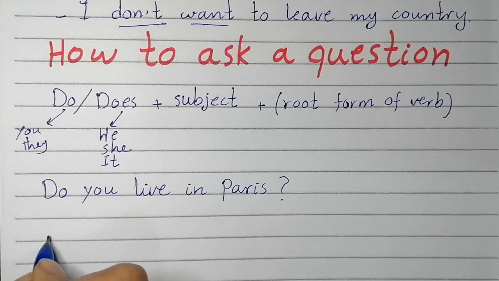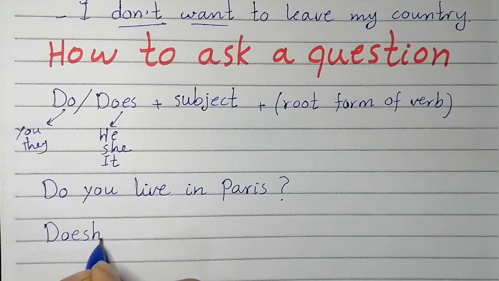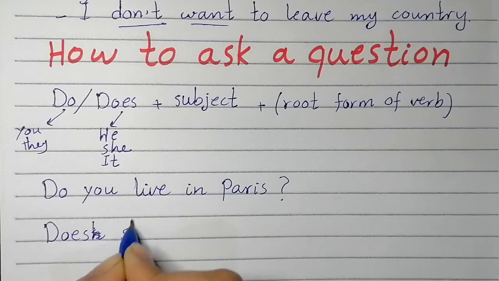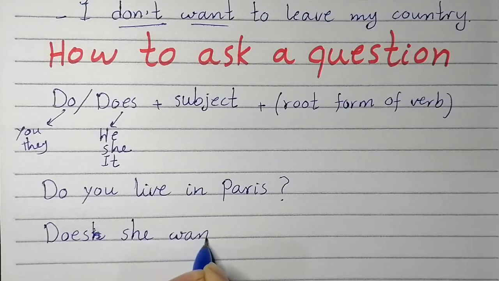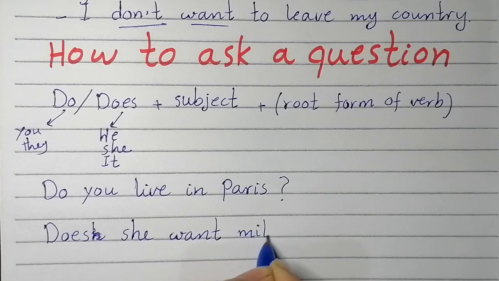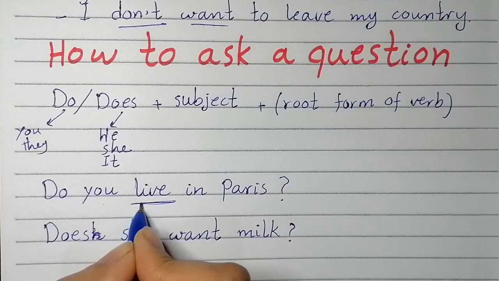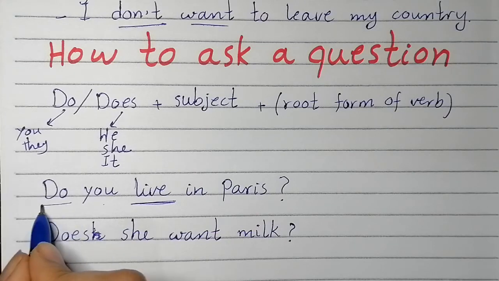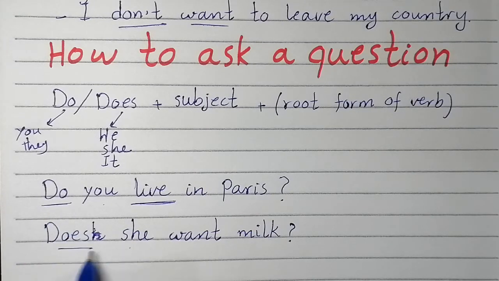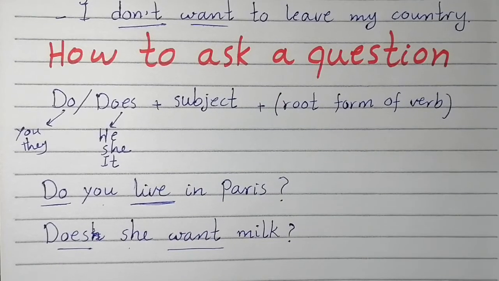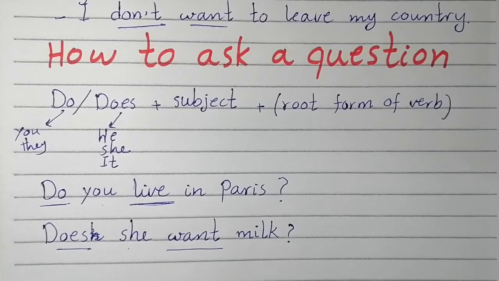Do you or does she want milk? Does she want milk? So here, do you and the root form of the verb live. And also does she want, the root form of the verb want. Okay, this is the subject and this is the verb. Okay, do you live in Paris? Does she want milk?